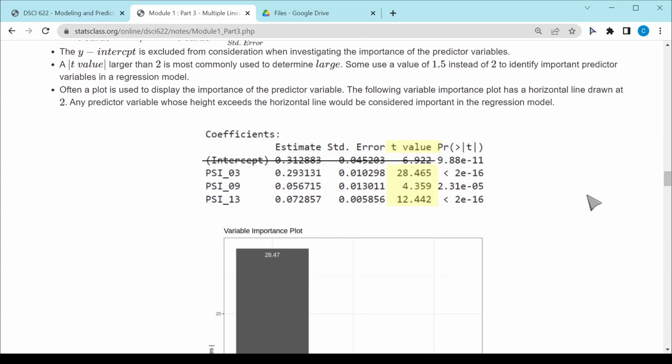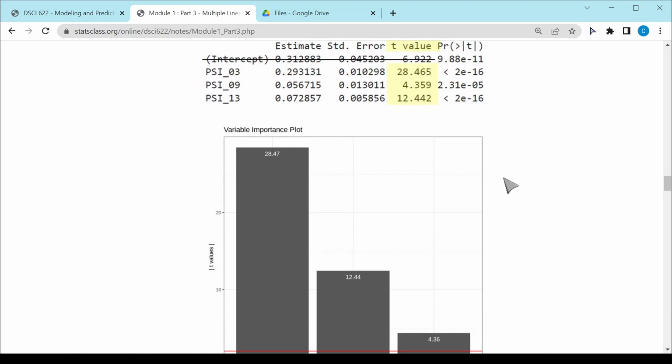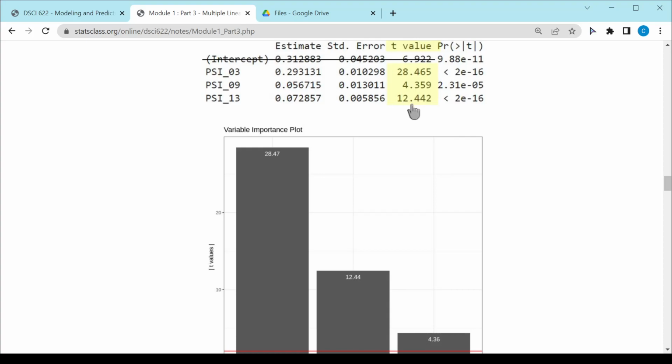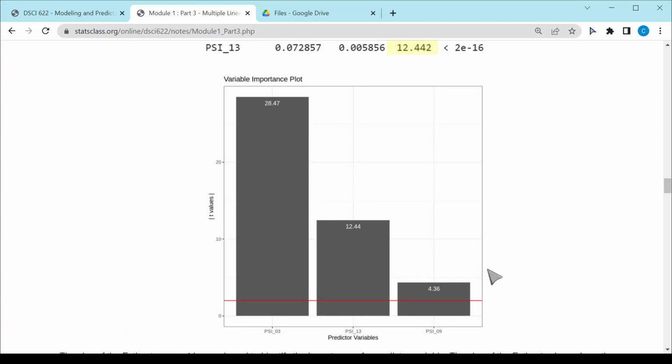Now, these t-values are often just plotted on a bar graph like this here. So PSI03 has an absolute t-value of 28. PSI13 has an absolute t-value of 12.44, and PSI09 has an absolute value of about 4.4. This red line here is just at 2. Again, that red line could be at 1.5 if you wanted as well. Any predictor whose bar exceeds this value of 2 would be important.